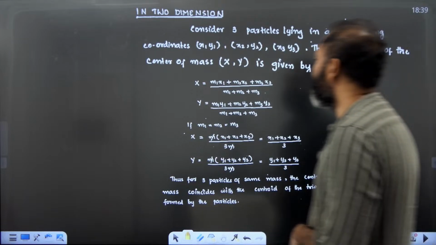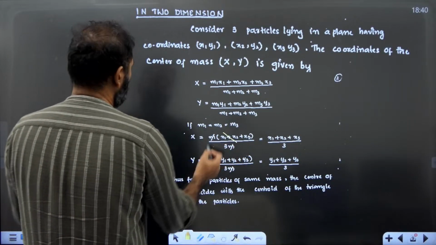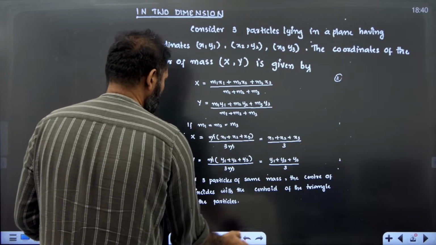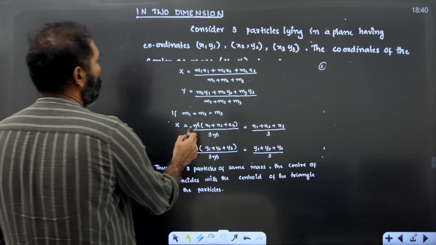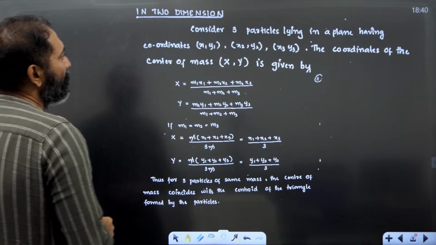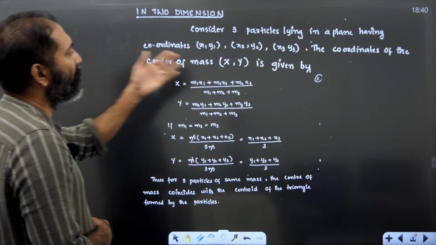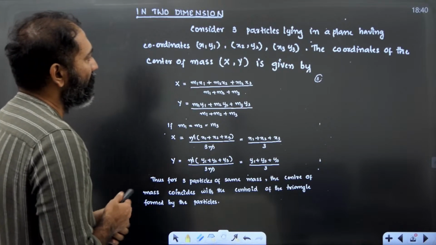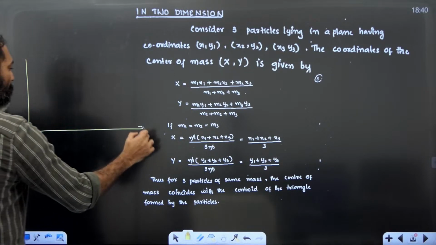Next, two dimension. That you can easily understand, no problem. It's very easy to understand. Two dimension. What happens in two dimension? Consider three particles lying in a plane having coordinates x1, y1, x2, y2, x3, y3. So three particles having the coordinates x, y.